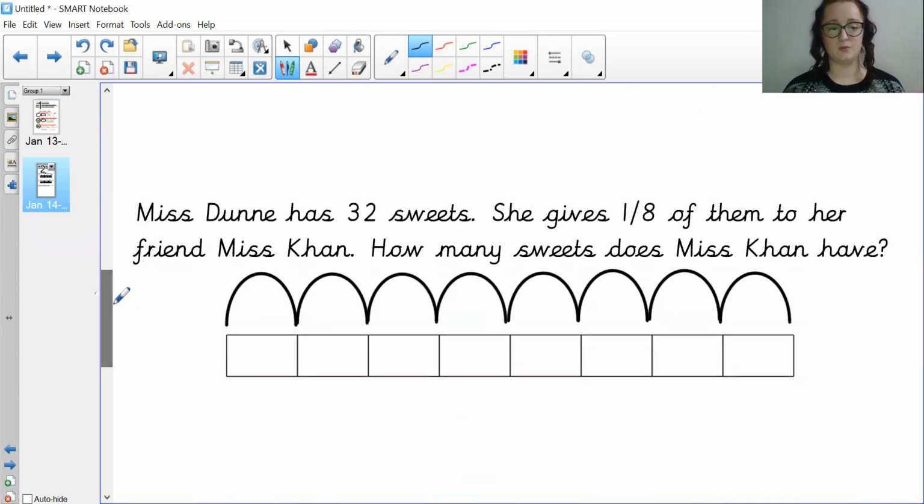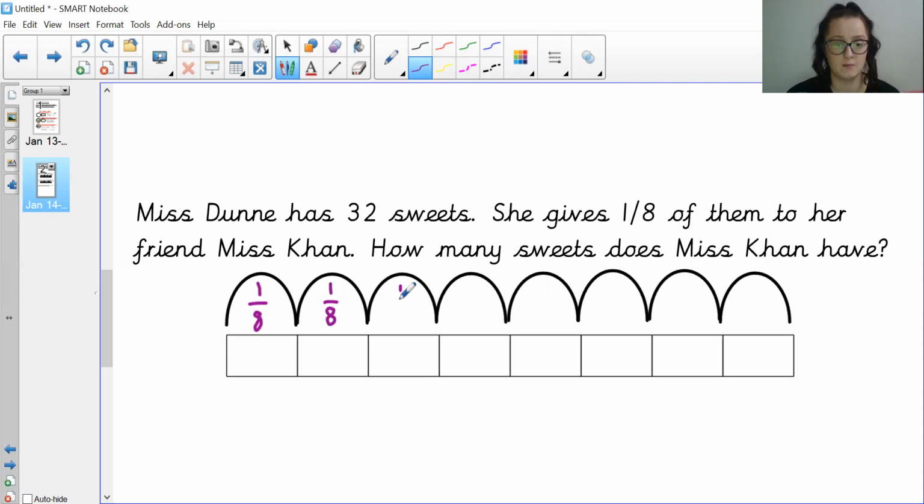So, my next question. Oh, Miss Dunn's favourite kind of question. Food. So, Miss Dunn has 32 sweets. She gives 1/8 of them to her friend, Miss Khan. How many sweets does Miss Khan have? Now, we've got our whole here, and it looks like it's split up into 8ths, doesn't it? So, before we start, we are going to write 1/8 under each part, just so that we know what it shows.